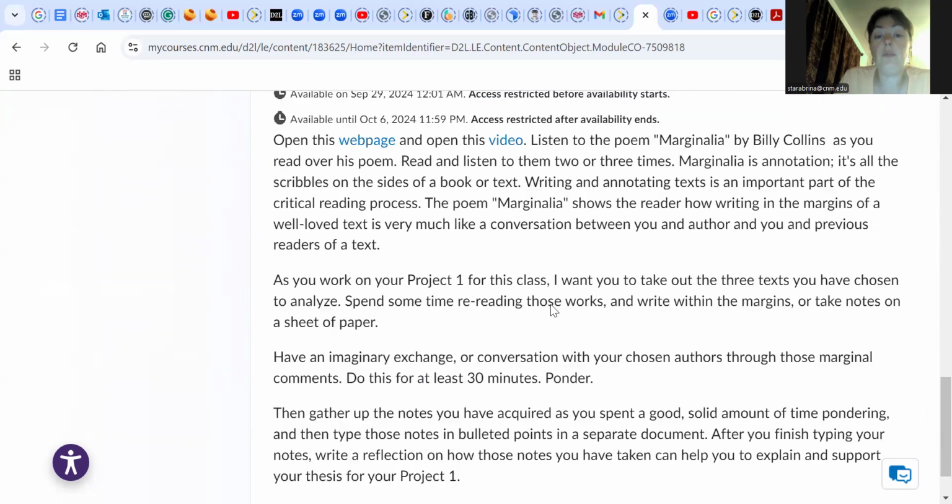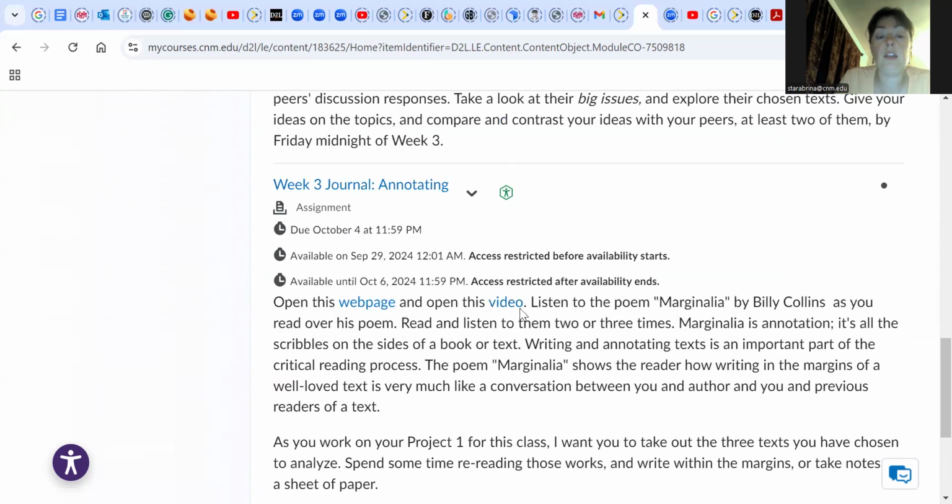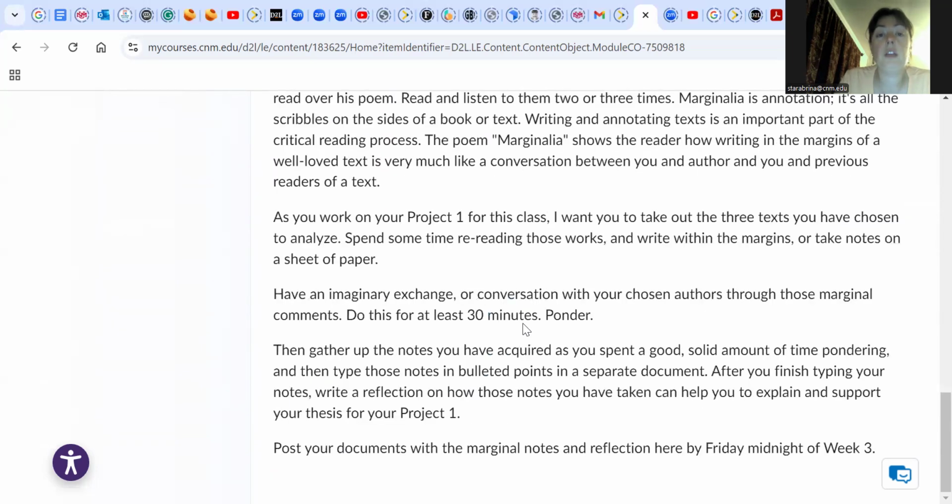So what you are doing for this journal, annotating, you will take your sources, print them out, and imagine you are talking to the author and leave comments in the margins. After you finish making those comments, you will type them in a separate Word document, and underneath you will write a reflection about how these comments, how these marginalia might help you in drafting your Project 1.